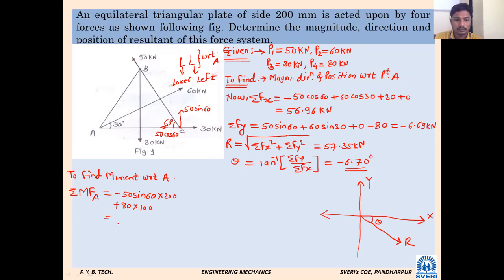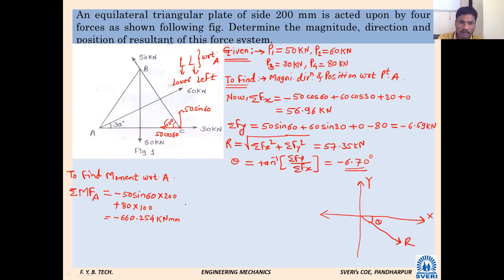Minus 660.25. Minus 60.25. 60.254. Kilonewton mm.